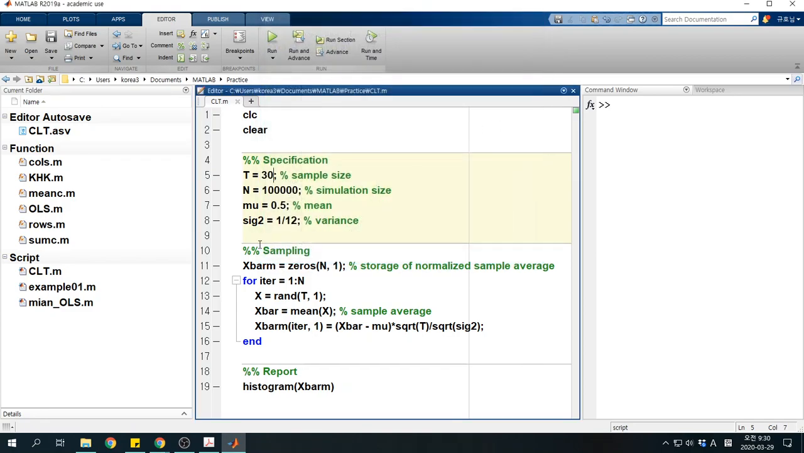So you see that you can test how many samples are needed for the average to look like the standard normal distribution by using a simulation study like this. So this is for looping. Whenever you try to repeat very similar jobs, a for loop is very popularly used.